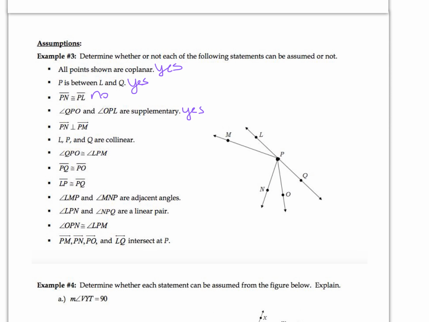Can we assume that PN and PM are perpendicular? PN and PM. Well, no, because they don't keep going. And we actually can't prove that this is a 90-degree angle because there is no little box there. So no, we cannot assume that.